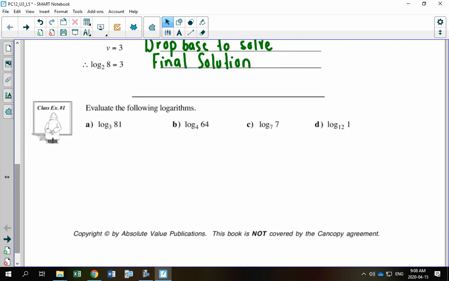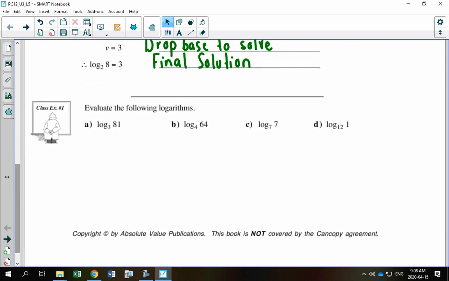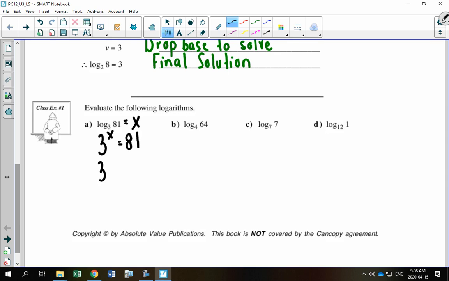Evaluate the following logs. First of all, log base 3 of 81. Make it equal to a variable, normally x. If we put it in exponential form, it becomes 3 to the power of x is 81. And we're going to work with base 3. So 81 with a base of 3 is 3 to the power of 4. And then when we drop the bases, we get x equal to 4. So therefore, log base 3 of 81 is equal to 4.